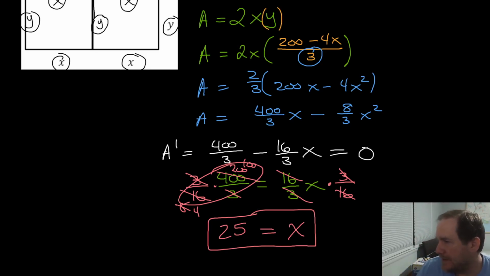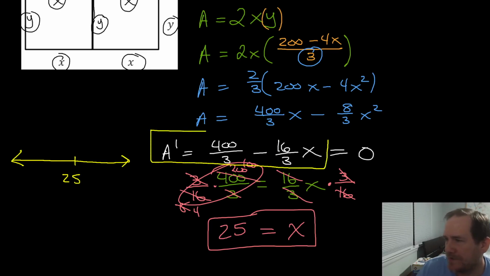This is annoying, I know. You just want to be done and celebrate, but technically you're supposed to run a first derivative check. Let's make sure that 25 is actually giving us the maximum that we're after. And we're testing it where? In our derivative, right? So this white equation right here will do just fine.